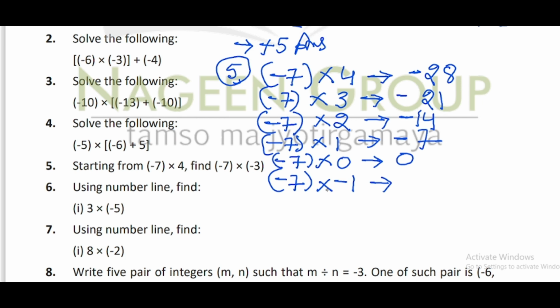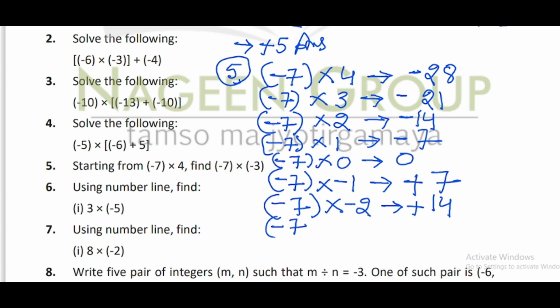First we multiply the symbols, minus into minus, that is plus. Then we multiply the numerals 7 into 1, that is 7. Then the next is minus 7 multiplied with minus 2. First we multiply the symbols of the integers, minus into minus, that is plus. Then we multiply the numerals 7 into 2, that is 14. Then same as minus 7 multiplied with minus 3. First we multiply the symbols of the integers, minus into minus, that is plus. Then we multiply the numerals 7 into 3, that is 21.